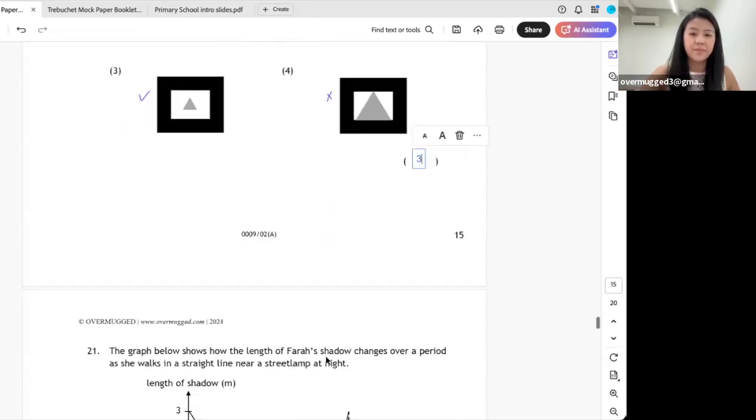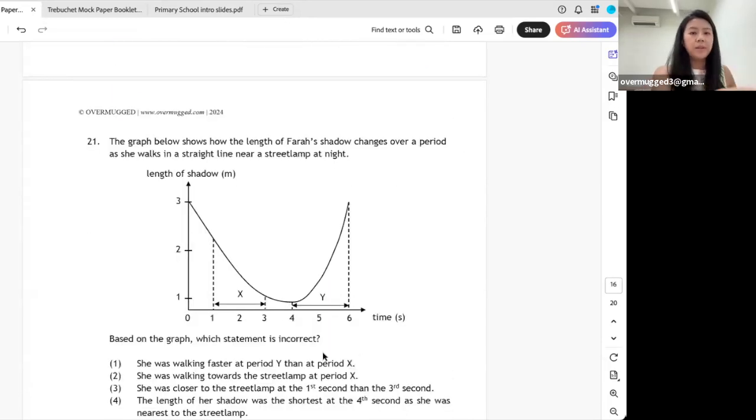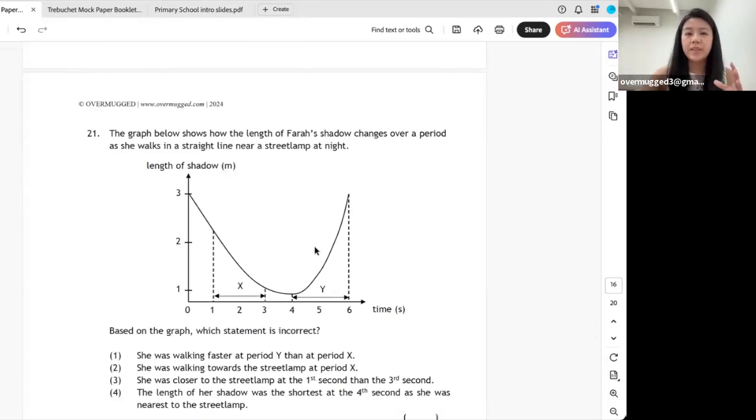Okay, let's move on to question 21. Still on light, the graph below shows how the length of a shadow changes over a period of time. She's walking on a straight line where the street lamp is fixed at a position. Okay, so you can see the changes in the length of the shadow. It goes down and then it goes up. All right, you should be able to visualize what's happening when she reaches the 4th second here.